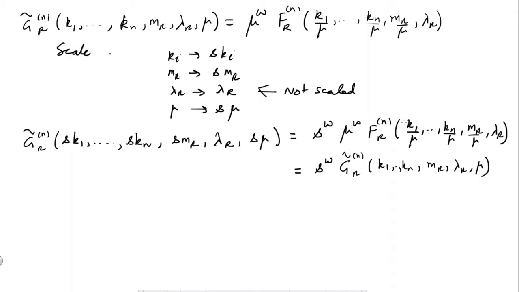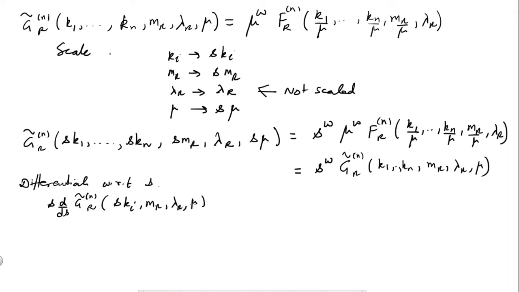Okay, so now let's do one thing. Let's differentiate this result with respect to s. So I will get a differential form of this. So s d over ds of g tilde n r of s k_i, instead of writing n times, I'll just write s k_i, m_r, lambda_r, mu, is equal to omega s to the omega. So I'm differentiating this, but then you have another s multiplying, so omega s to the omega minus 1, but because you have s multiplying, it gives you again s to the omega, g tilde n r.